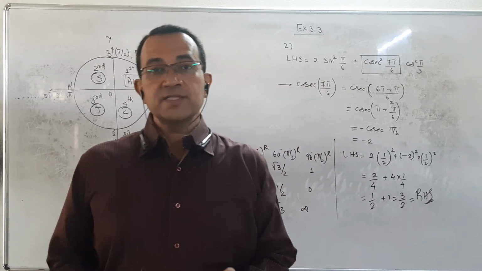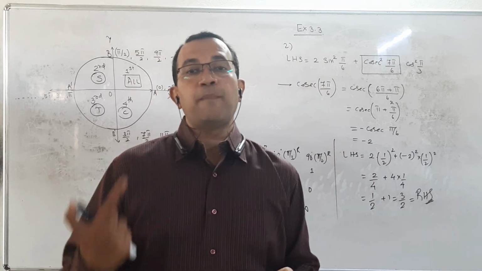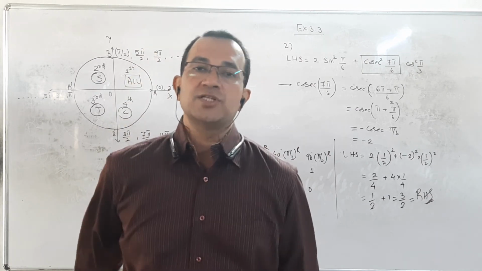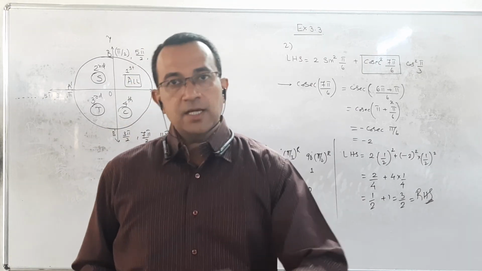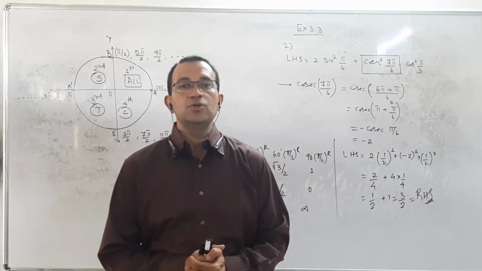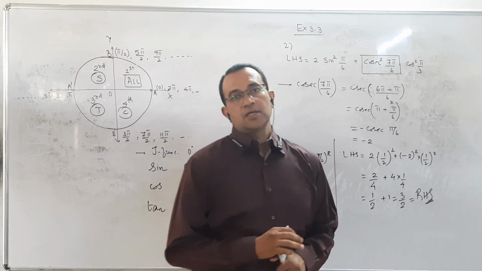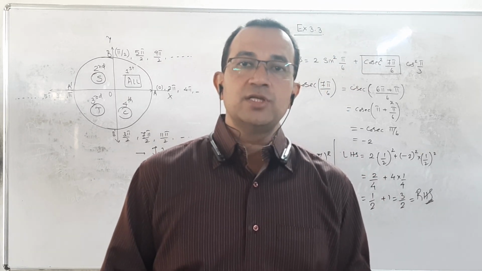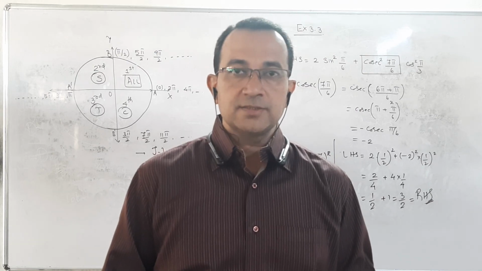So the formulas which I told you: multiple of pi, function doesn't change; multiple of pi by 2, function always changes. Check the angle, accordingly give the numerical sign by the LSTC rule. That's all. Once again, students, we will revise this in the next lecture. Try to do this very, very perfectly. Thank you, students.